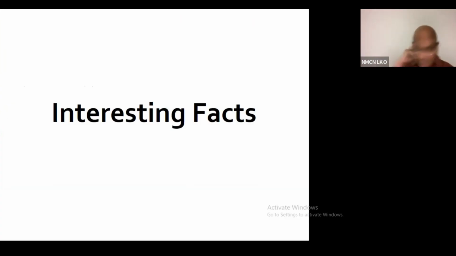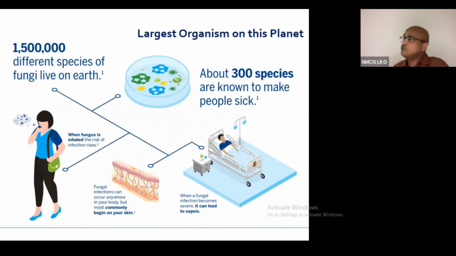So, some interesting facts before we move on to the more mundane stuff. Almost 15 lakh different species of fungi live on the earth, which includes the largest organism on this earth. It's almost like a few miles of California would be covered with this one fungal strain. So it is the largest organism on this planet.